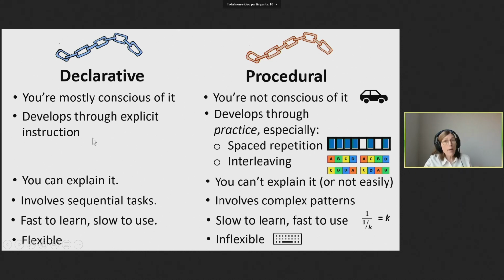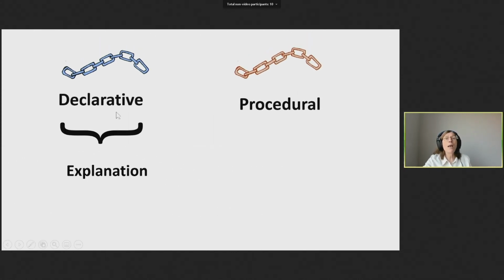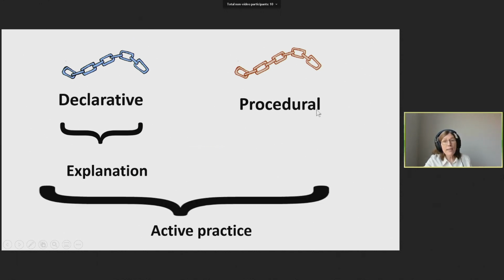So the best way to do declarative learning is to use explanations and do retrieval practice. For procedural learning, active practice using interleaving, using spaced repetition, all of these kinds of things can be really helpful.